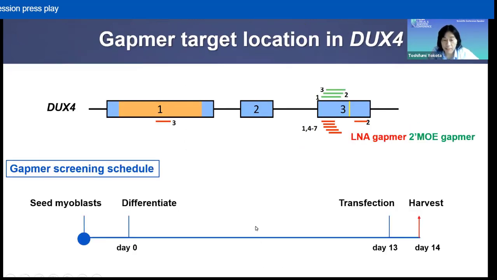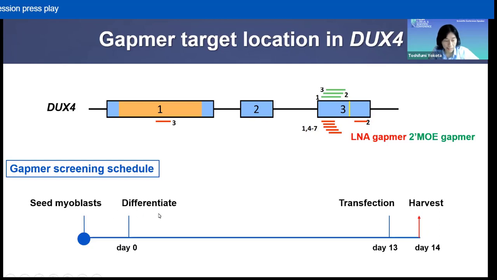Okay, so this is a design of antisense oligo gapmers. Basically, we mostly target exon 3 in the DUX4 gene because all toxic forms of DUX4 have this exon 3. So our main target is exon 3, and we use a cell model.